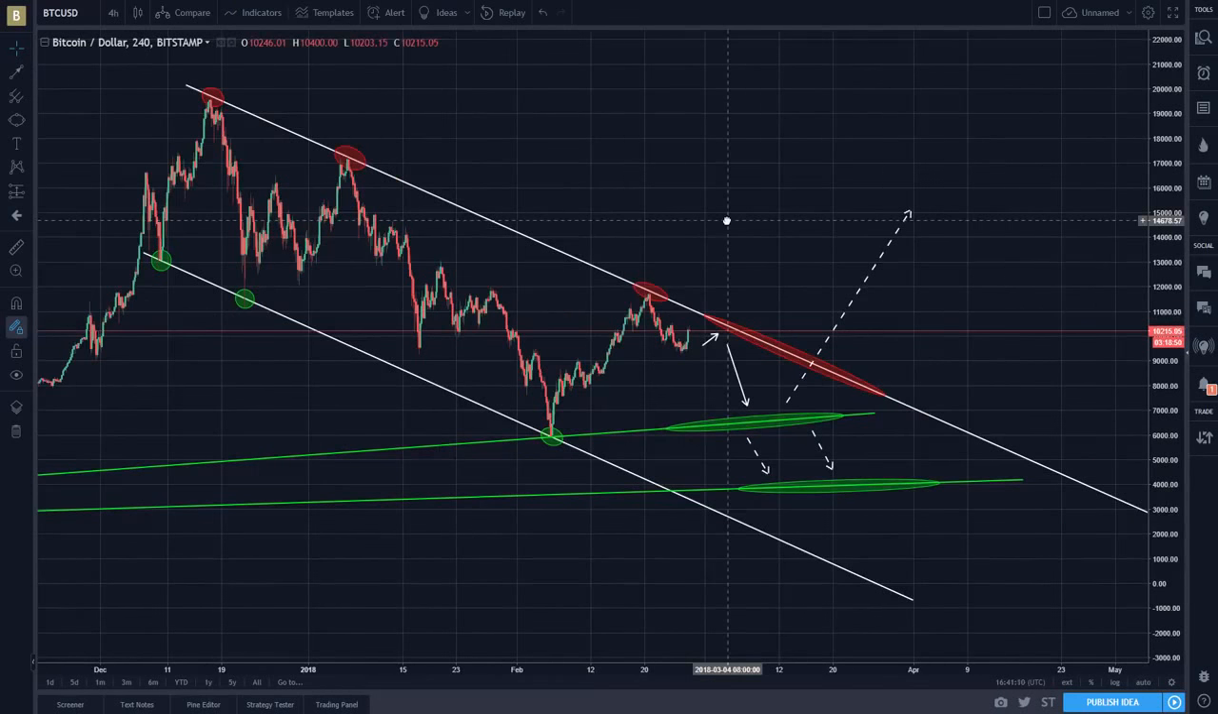Anyways, guys, that's going to do it for this video. Just want to give you an update, give you a simplified version of the chart, show you just support and resistance, and then you can make a decision based on that. You can decide where you want to go with it.